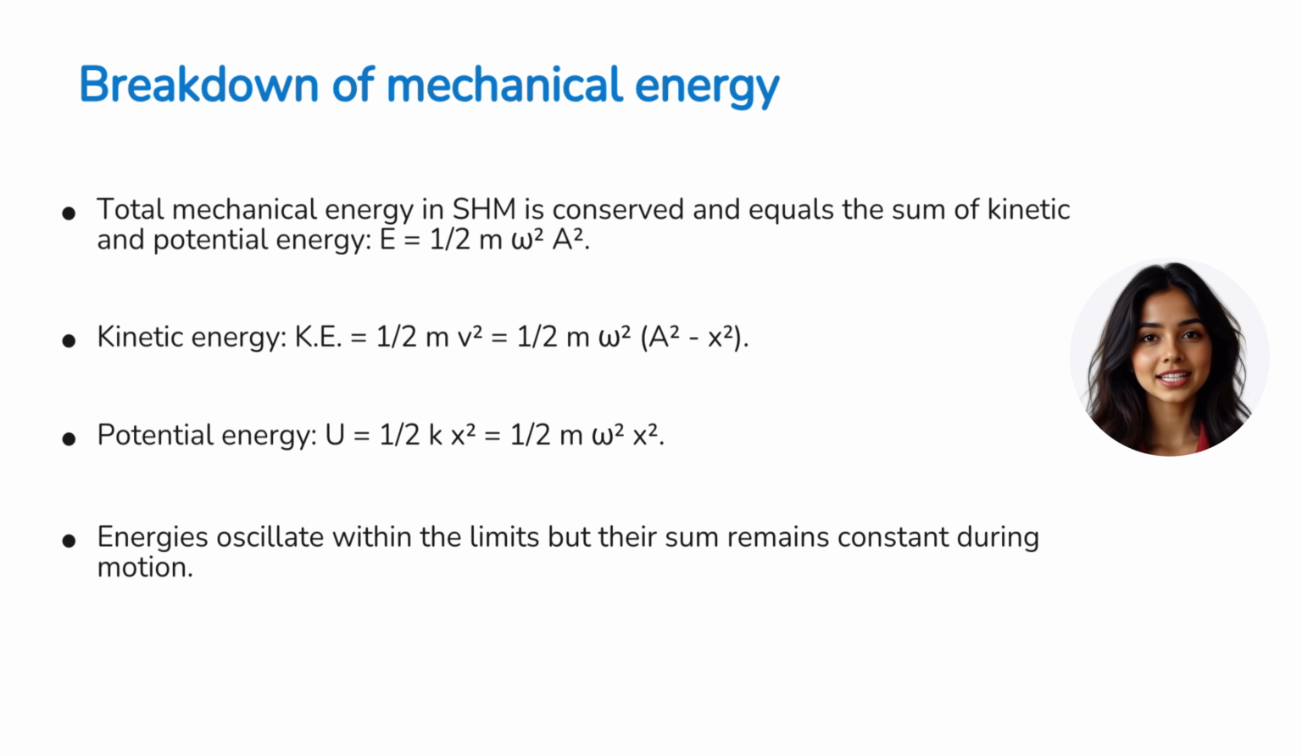So, potential energy is 0 at the mean position and maximum at the extreme positions. Together, kinetic and potential energy continuously trade places as the object moves, oscillating back and forth within limits, but their sum, the total mechanical energy, remains a steadfast constant.